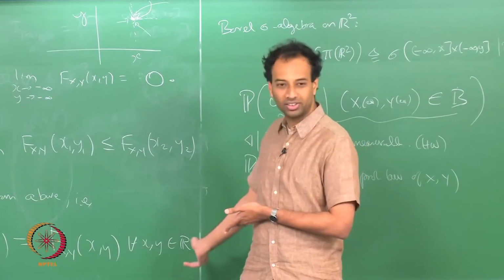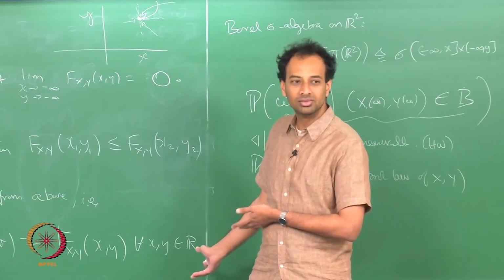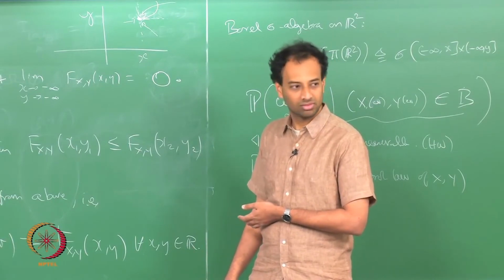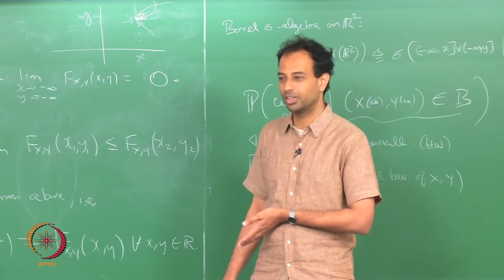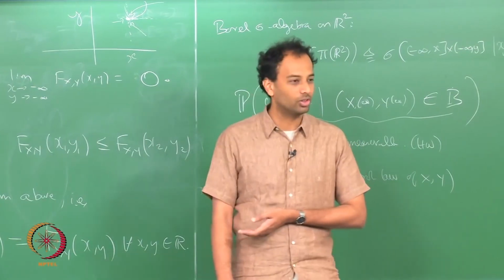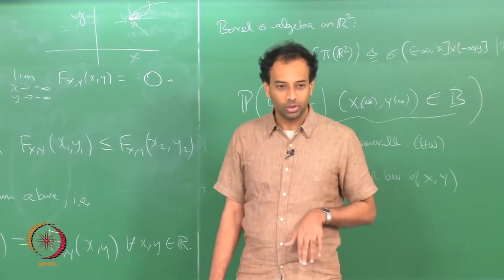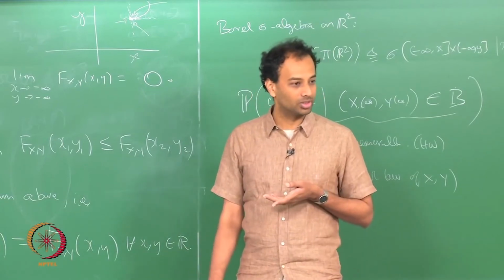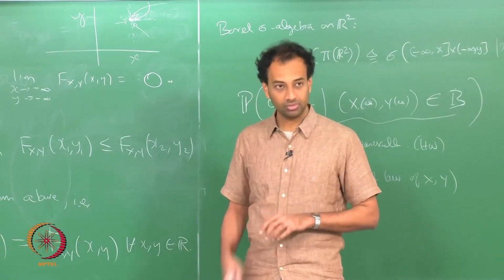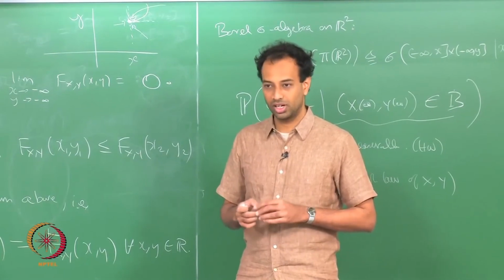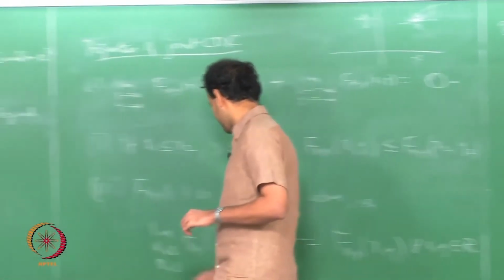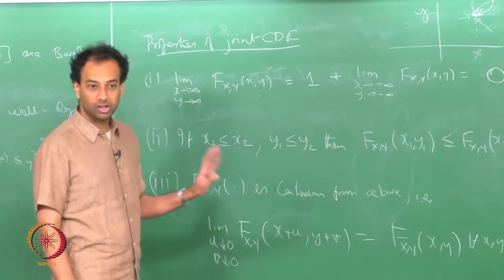Again, this follows from what result? How will you prove this? Continuity of probabilities. You consider any sequence u_n going to 0, v_n going down to 0, and you just write it out and apply continuity of probabilities. Everybody with me?